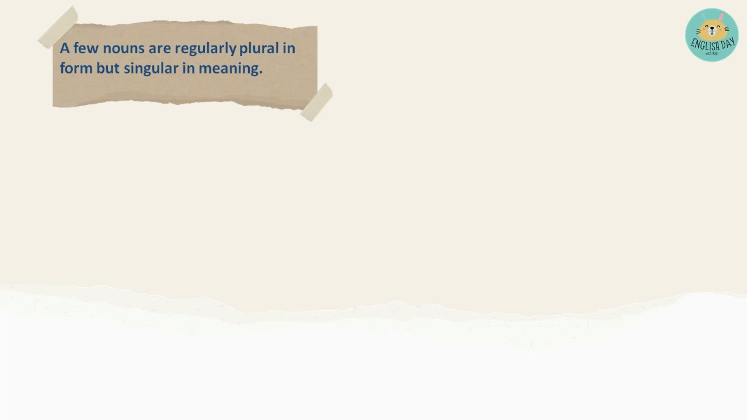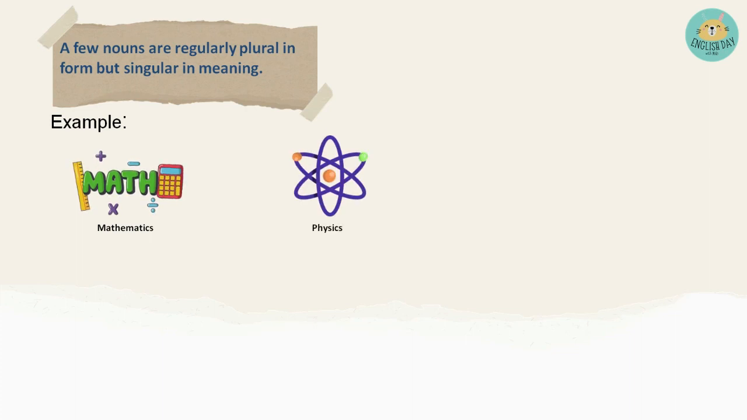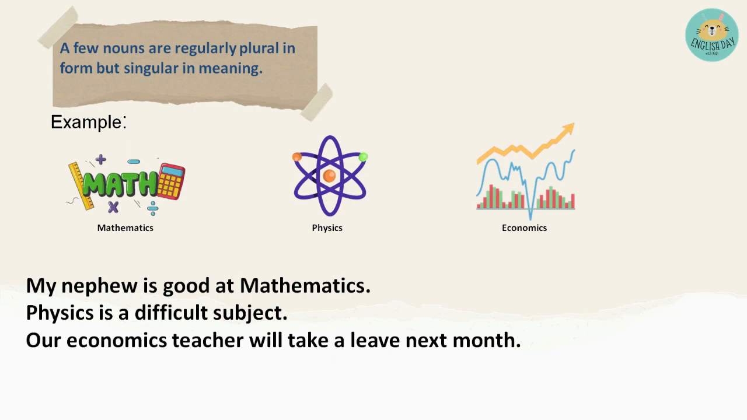Now, for the last rule, a few nouns are regularly plural in form, but singular in meaning. Let's have these examples. Mathematics, physics, and economics. My nephew is good at mathematics. Physics is a difficult subject. Our economics teacher will take a leave next month.